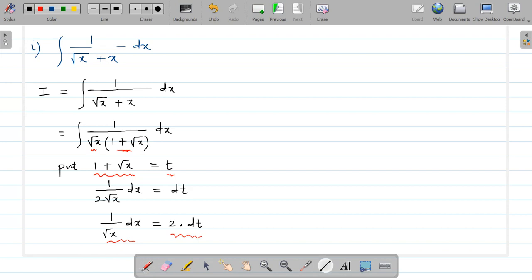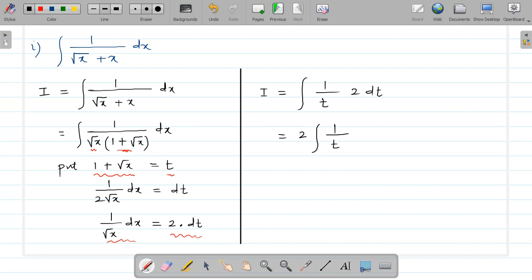Okay, now further by this substitution, what will be the change in the function? So the given integration becomes as per this. I is equal to, see here, 1 upon t. In place of 1 plus root x I will put t, and 1 upon root x dx means 2 times dt. So now it is very easy to integrate. So 2 times integration 1 upon t dt. Now the integration of 1 upon t is log of modulus of t. So I will write here log of modulus of t plus constant.